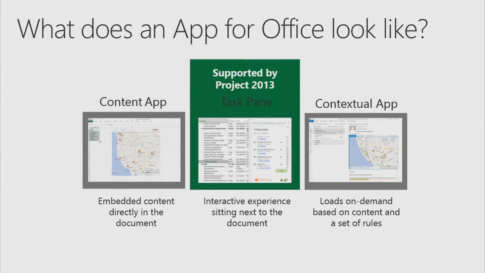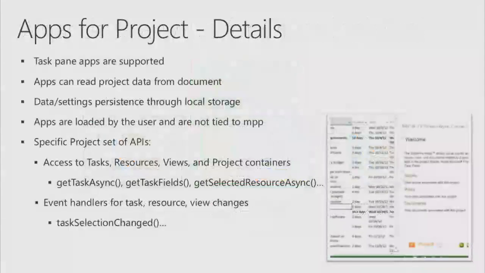There are no current plans to extend the content app or the contextual app to Project. We see our best experiences coming from a task pane. But PowerPoint, Excel, and Word, I believe, all use content apps. Contextual apps are for Outlook, and Word, Excel, PowerPoint, and Project all use the task pane app. Word and Excel use the content app, and Excel WAC does as well. So that's the high-level view of apps for Office.